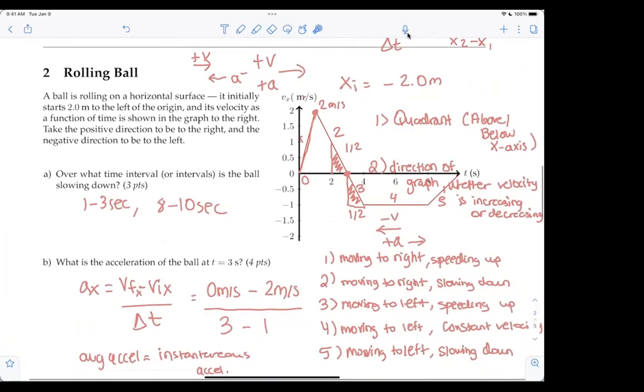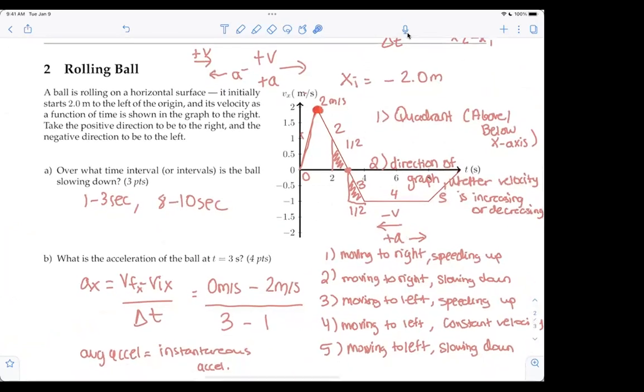If there's uniform motion, then my average acceleration over, let's say, 2 to 4 seconds should be equal to the instantaneous acceleration at any specific point along that constant line, basically.